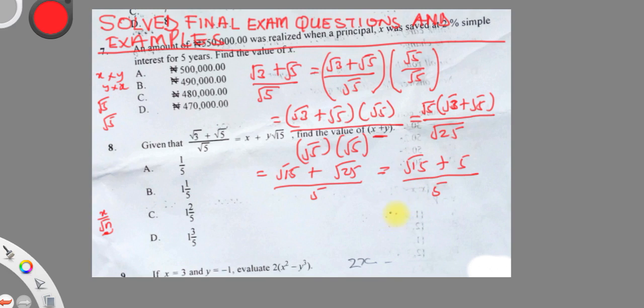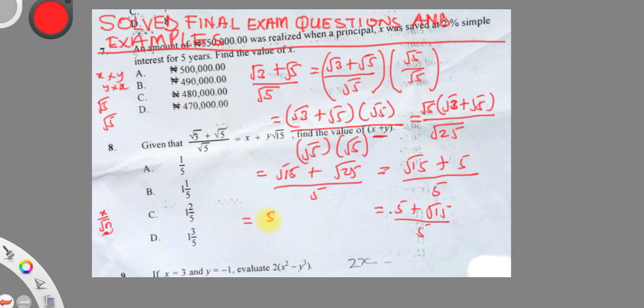You can rearrange this by changing the position of the terms, just as x plus y is equal to y plus x. So square root of 15 plus 5 is the same as 5 plus square root of 15, all over 5. Then you can break them apart. So this is equal to what?